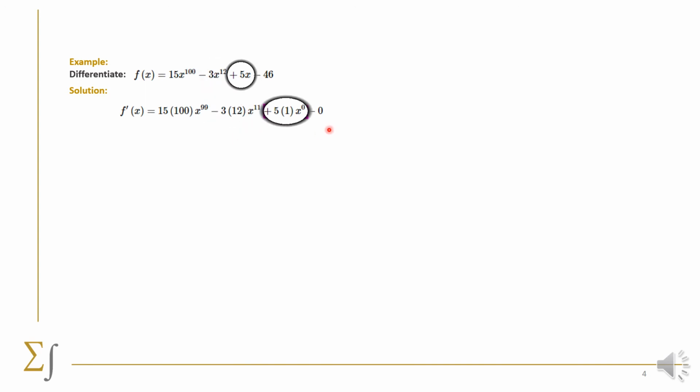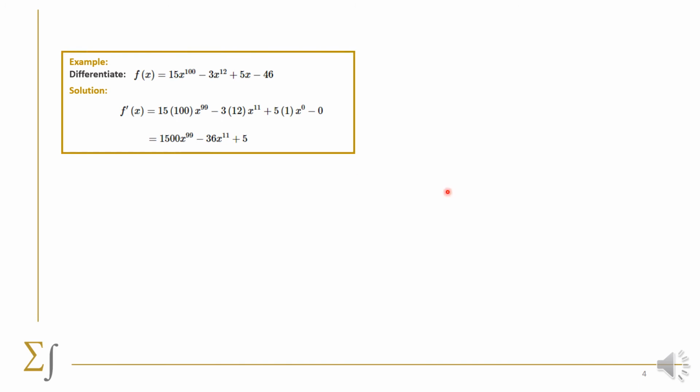We move on. 5x will be differentiated to 5, because it is 5 times 1 times x power 1 minus 1, which is x power 0, which is 1. Finally, we come to the derivative of minus 46. It is minus 0. So this will be the final form: 1500 x power 99 minus 36 x power 11 plus 5. We move on to another example.